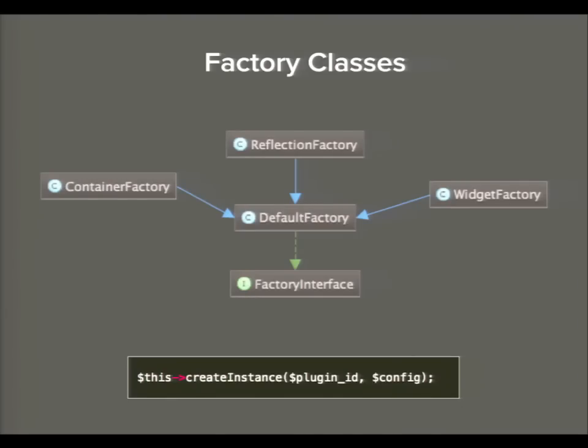Now the factory classes. What we have available are just the default factory, container factory, reflection, and widget factory. And in a sense, what this looks like when you're implementing it is you call the plugin manager and say, hey, create the instance. Here's the plugin ID that I want, because now that I've discovered all the plugins, I have machine names. And I'm going to pass this plugin ID and pass in some states based on whatever my application is doing.